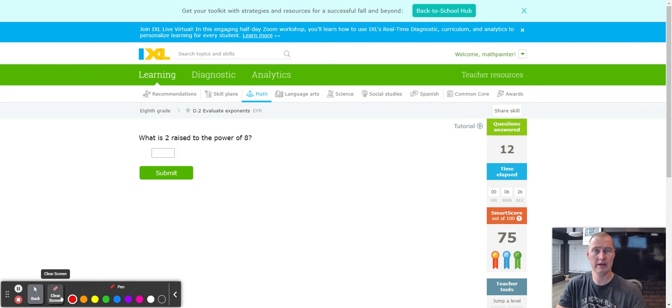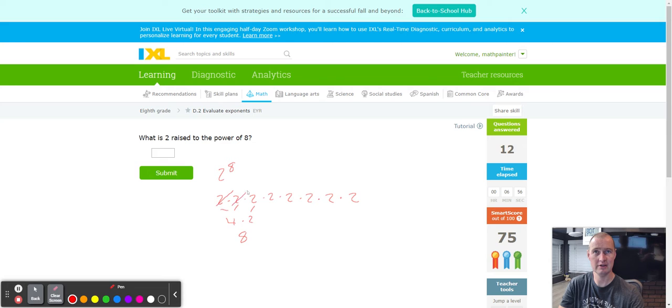We got 2 raised to the power 8. Oh, this one's a fun one. So 2 raised to the power 8 looks like that. So 8, 2. So we got 2 times 2 times 2 times 2 times 2 times 2. We're at 6, right? Times 2, 7. Times 2 is 8. All right, here we go. 2 times 2 is 4. We're going to bring down another 2.